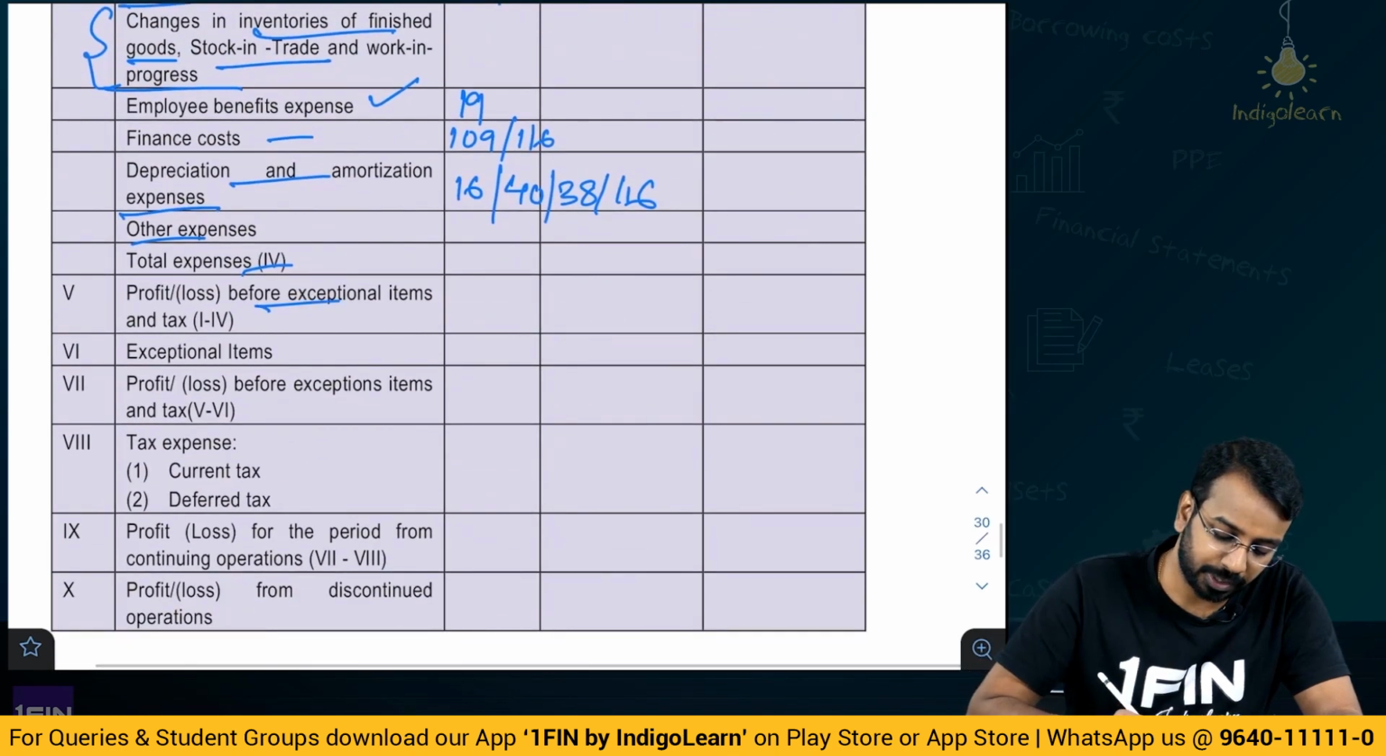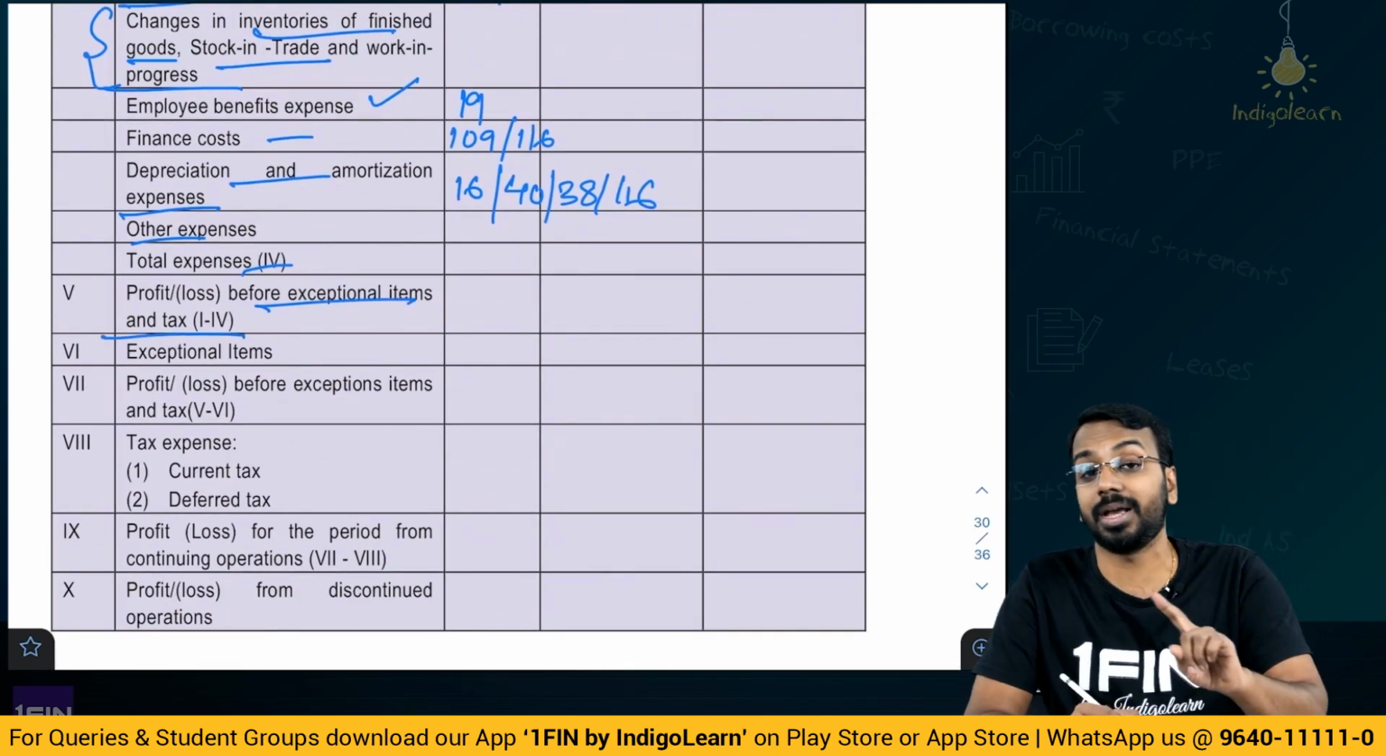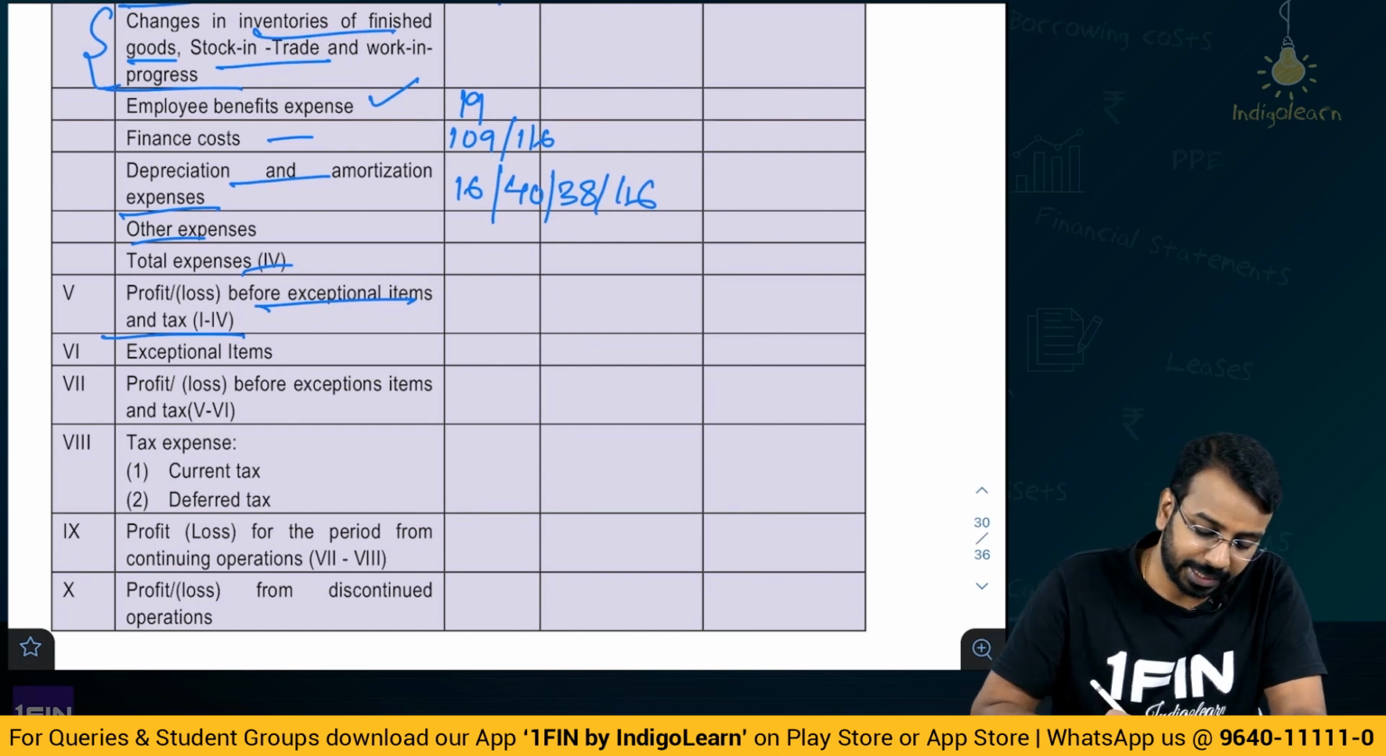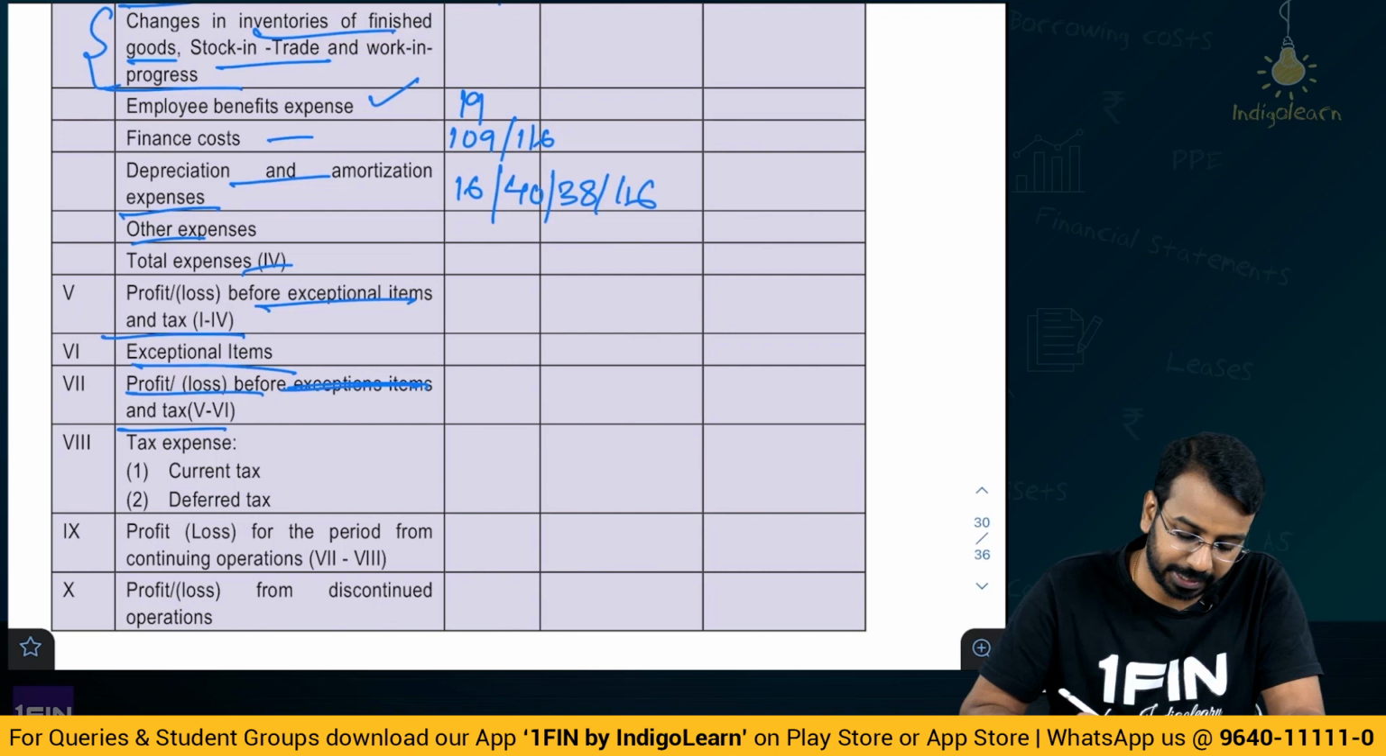Then profit or loss before exceptional items and tax. Please remember there is no extraordinary item. Then exceptional items, then profit or loss before tax. Okay, this should not be there. Then tax expense: current tax, deferred tax as per Ind AS 12.